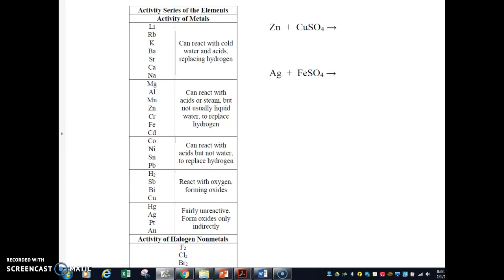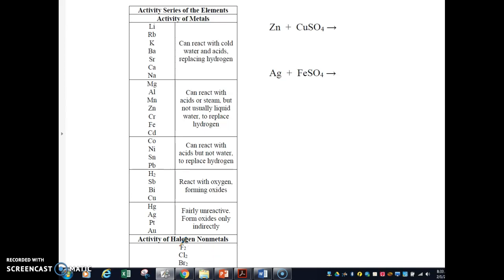And the activity series, different ones might look slightly different. The one that I have on the screen here has a little bit of an indication of how these things actually react depending on what you're trying to react them with. A lot of activity series just have a listing of the elements in a certain order. And this one has actually nonmetals to halogens at the bottom. Not all of them have that. Some of them are just metals. But they're all pretty much used the same way.